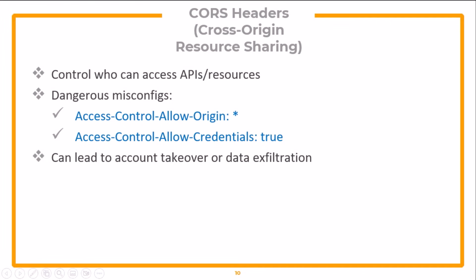Finally, let's talk about CORS, or cross-origin resource sharing. These headers control who can access your APIs and resources from a different domain. Misconfiguring CORS is one of the most common and dangerous security mistakes. The two headers you see here are a toxic combination. Access-Control-Allow-Origin: asterisk means a script on any website in the world is allowed to read the response from this server.